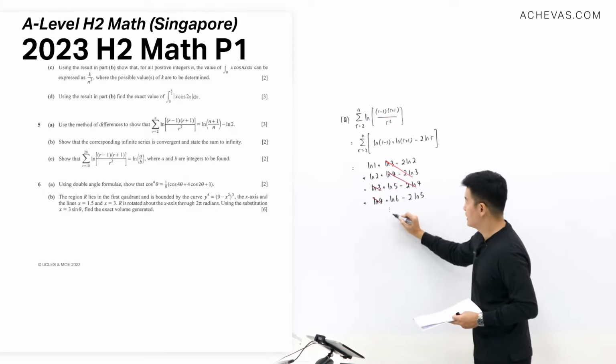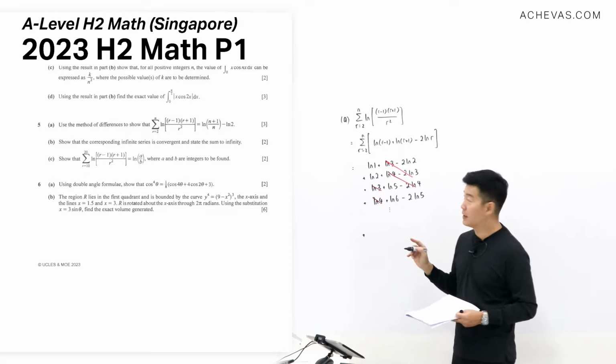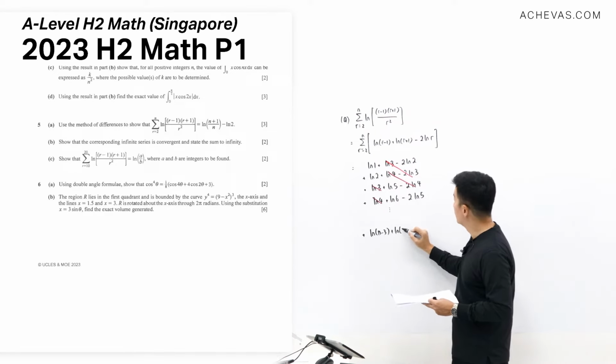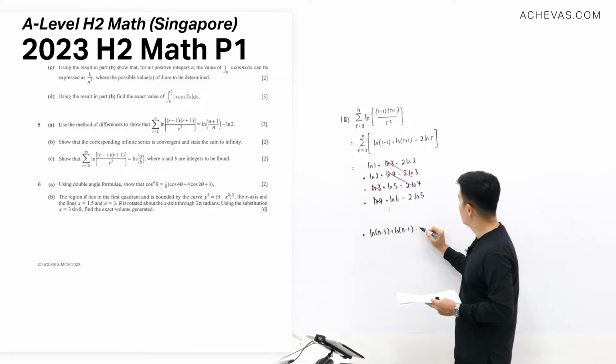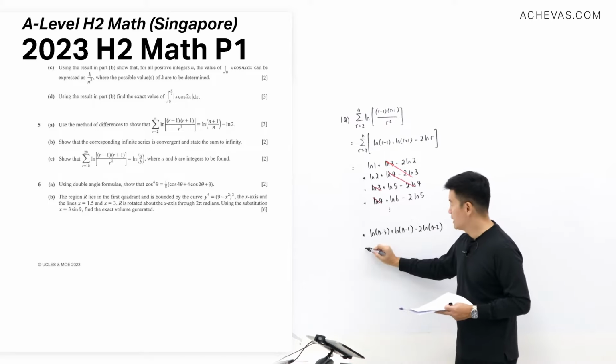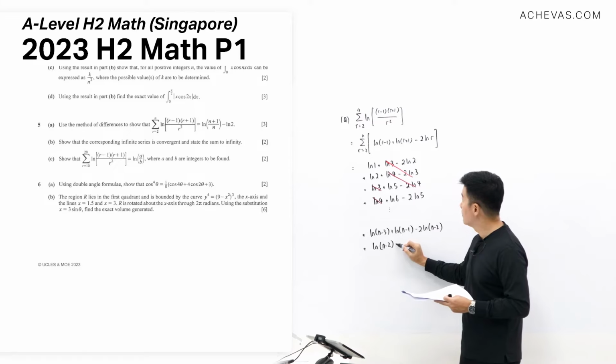So for the last 3 rows, that will be when r is equal to n minus 2. So this is going to be ln of n minus 3 plus ln of n minus 1 minus 2 ln of n minus 2. Then when r is equal to n minus 1, this will be ln of n minus 2.